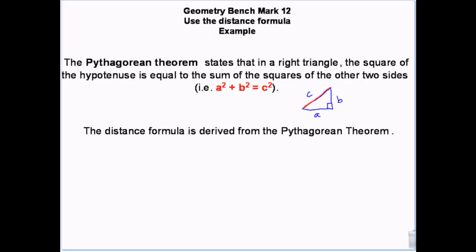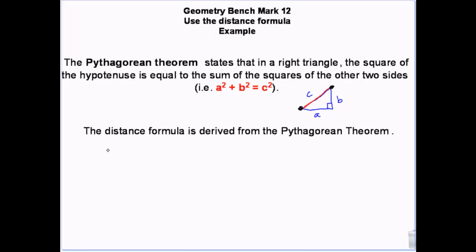And the distance formula uses the Pythagorean theorem because if I have a point here and a point here on a graph, I can't just measure this because it's not even squares, it's cutting across diagonally. But I can measure this flat length and this flat length, and then I can use the Pythagorean theorem to find this length, the distance between the 2 points.